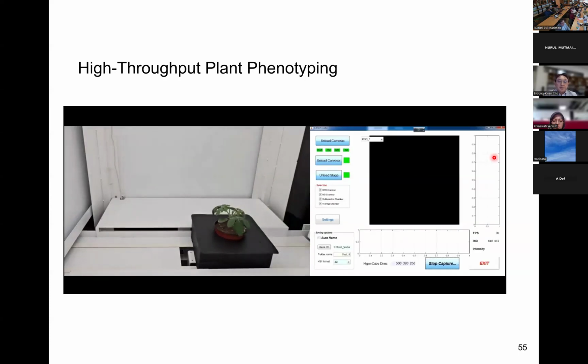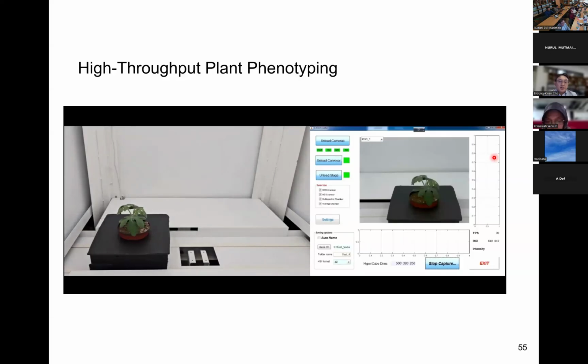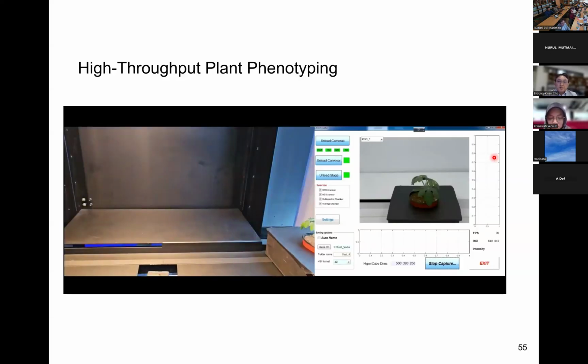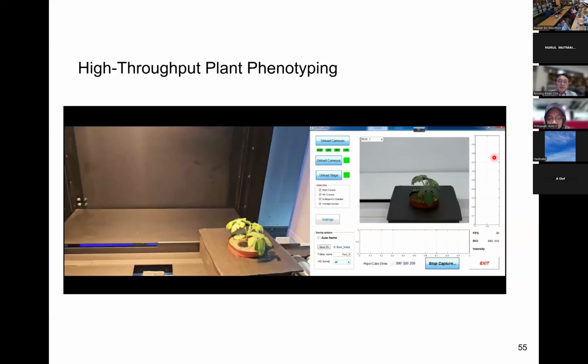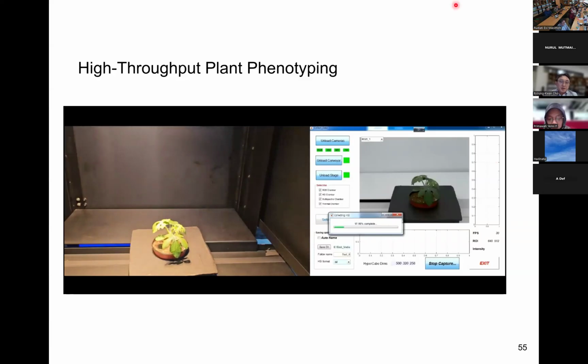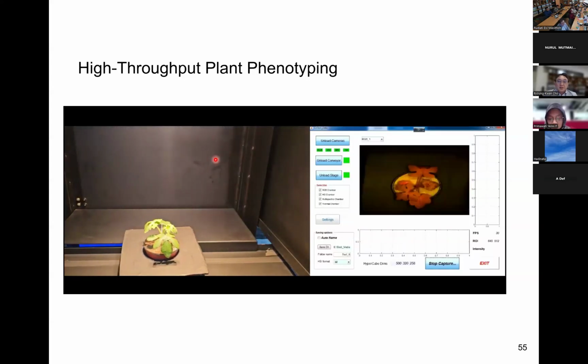Okay, this is a video clip of the system. Automatically, the plants come in and out. So this first one is RGB images. The second one is hyperspectral NIR images. There is some moving light here, right? Hyperspectral imaging line scanning system.